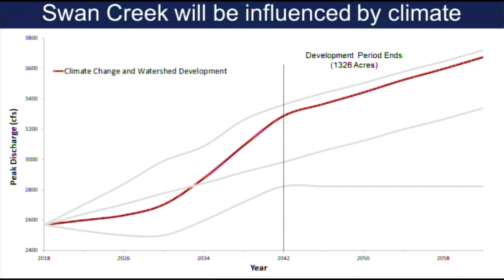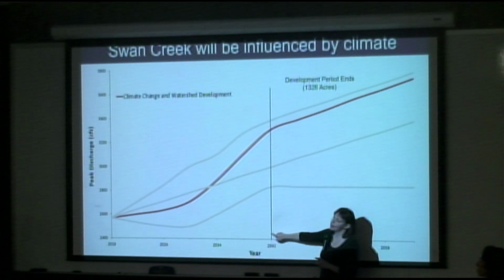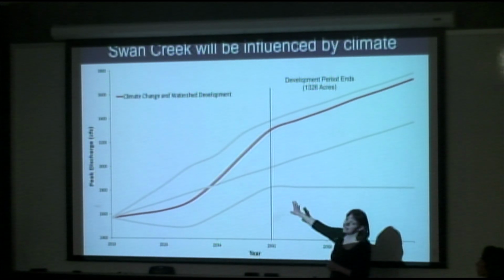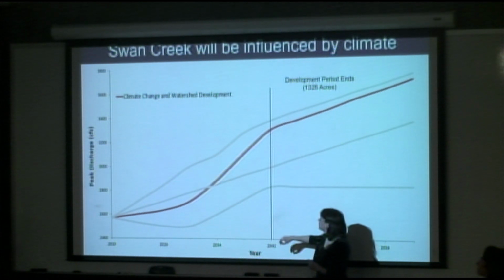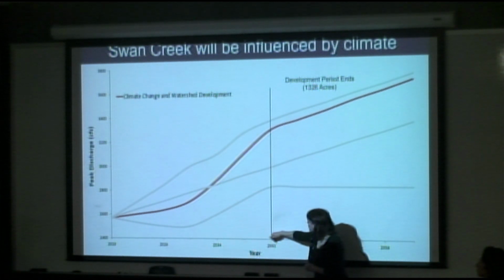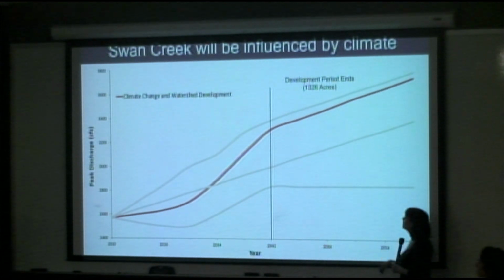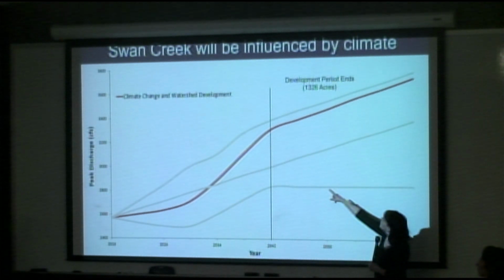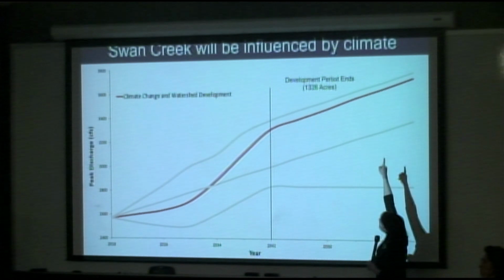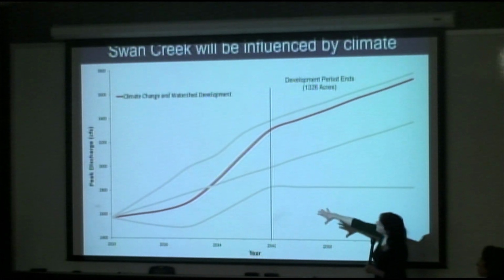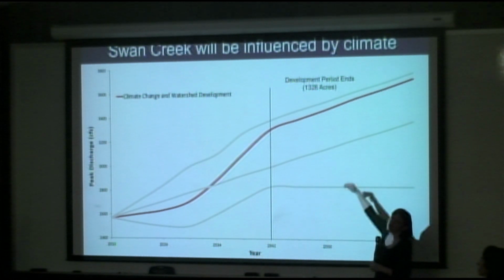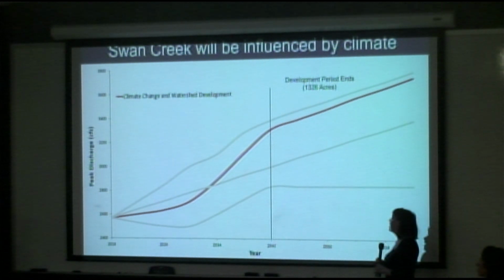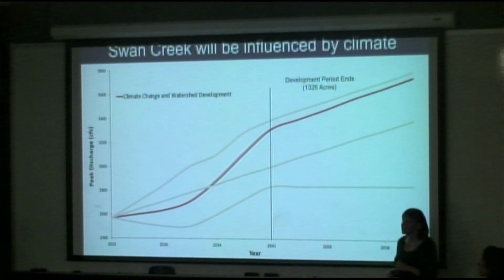So this line right here represents the end of the development period within this watershed. This is looking specifically at Swan Creek. So we expect that after this time period, our development is going to stop. But as you notice, this red line continues to increase. What this red line represents is the amount of water that's going into the watershed. And that's going to continue to increase even past that development period due to climate change.